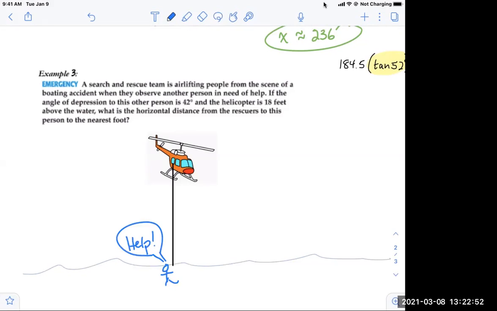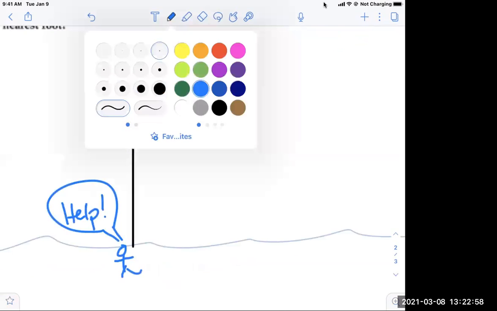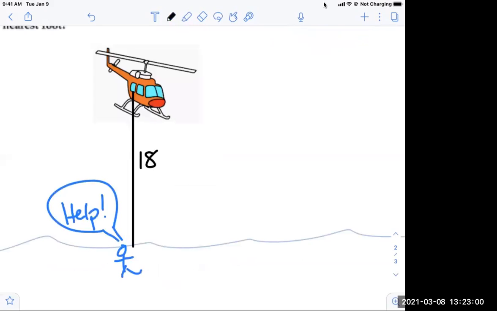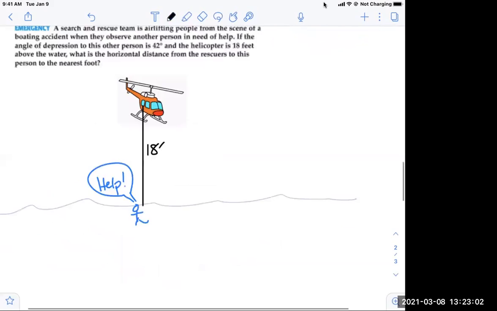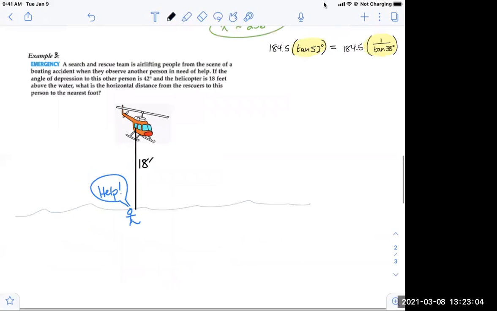And let's see, it says the helicopter is 18 feet above the water. So we know that the side of the triangle there is 18 feet. Okay, they see another person in need of help, and that person is not directly below them. So that person is over here someplace.